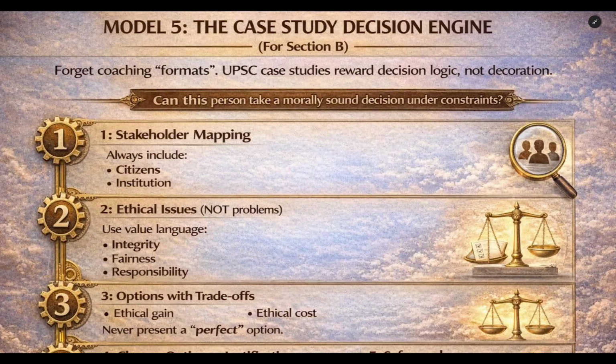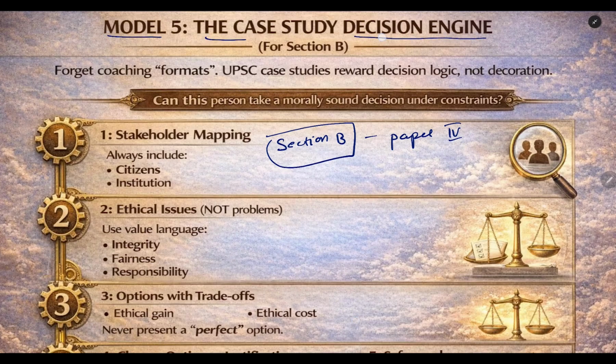Hello aspirants. Today we are going to discuss mental model 5 of GS4 ethics. This mental model deals with section 2, or section B, of paper 4. Mental model 5 is the case study decision engine. It is used to identify what the area is and how the case study has to be written to get good marks in paper 4.